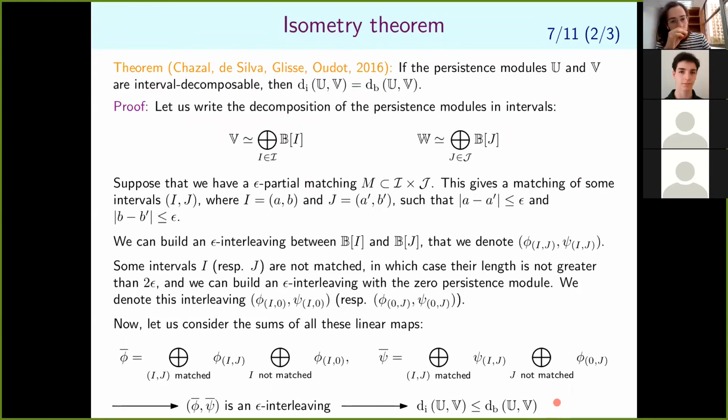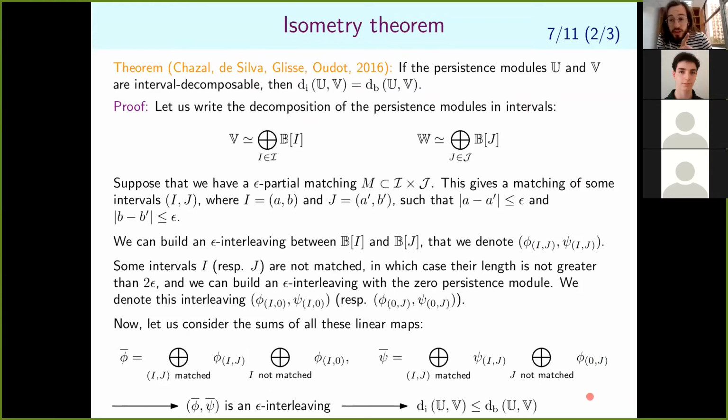So really, okay, this is a bit tricky to understand when you are new to these notions of interleavings, but really there is nothing interesting here. It's just writing down definitions and composing trivial interleavings. Okay. This is very direct.